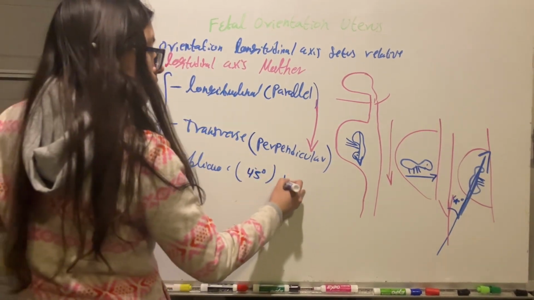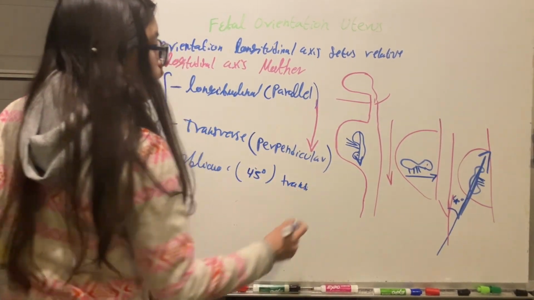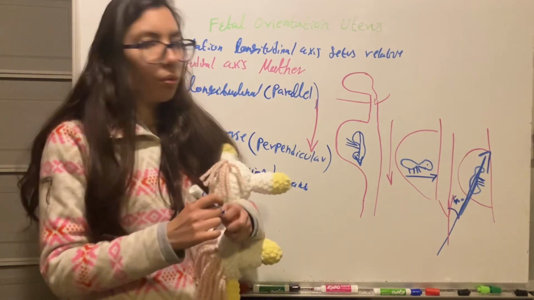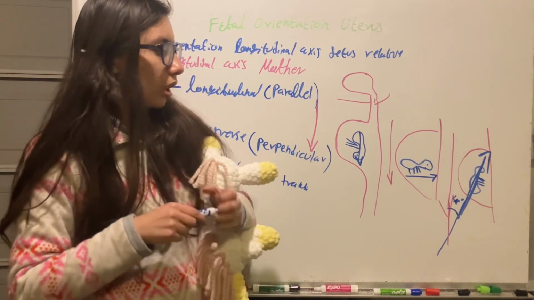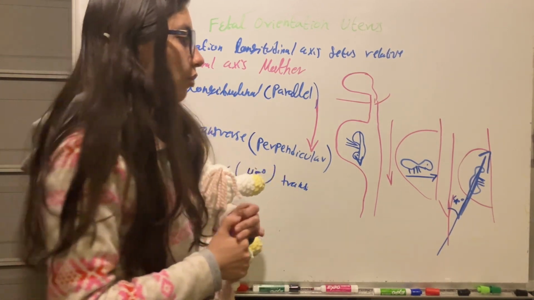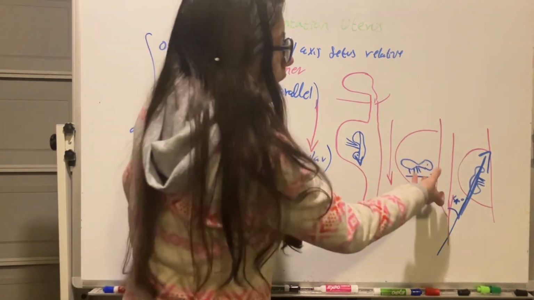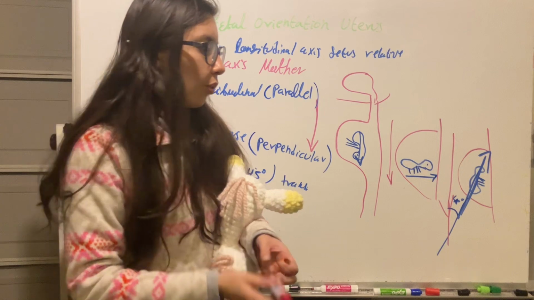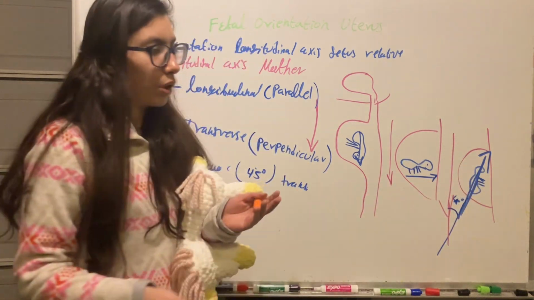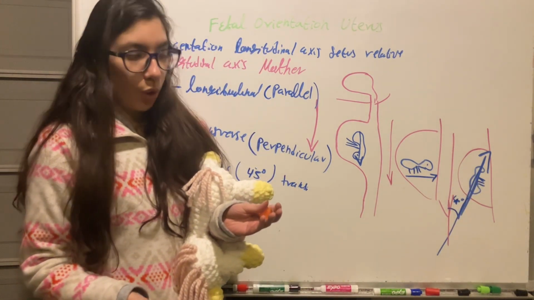This is a transitory orientation because either way, at the moment of the delivery, the fetus is going to be in a longitudinal orientation or a transverse orientation. So no matter what, the oblique orientation is always a transient orientation.